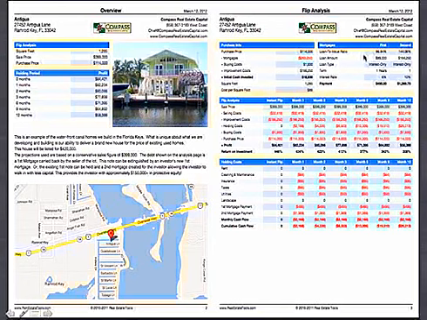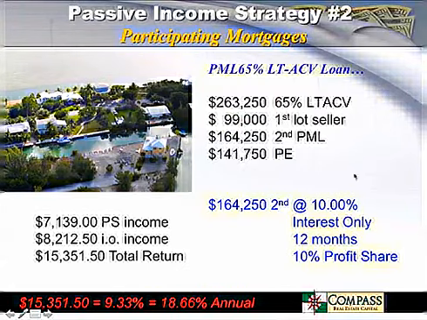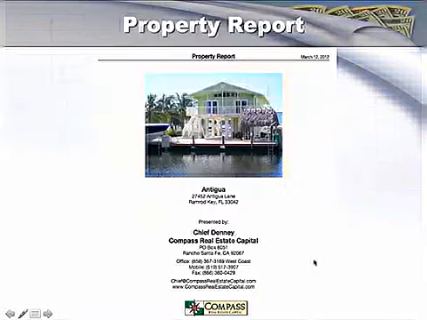So the first lender, the person that sold the lot, carried back a first of $99,000, interest only for 1 year at 6% interest. So those monthly payments are $495. Now remember, I told you we brought in that private money lender, and these are the terms we gave the private money lender: $164,000, 10% interest only for 1 year, and 10% profit share.